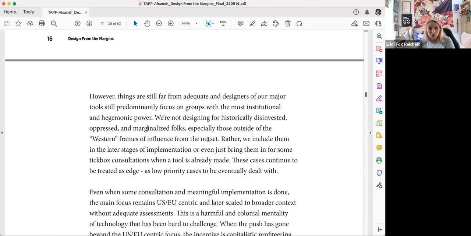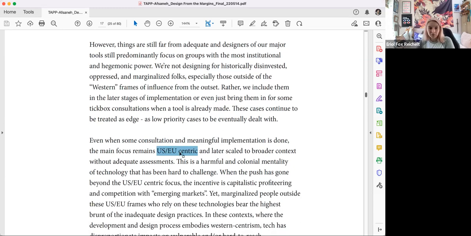It's just interesting to underline Western frames of influence. Again, that was kind of one of the first mentions, I think, for EU. There were other mentions, I think, but then here's the section where there's Western frames of influence, and there's US and EU centric. And then there's the mention of a colonial mentality of technology has been hard to challenge, which is something that I was looking for, just that there are mentions of colonialization.